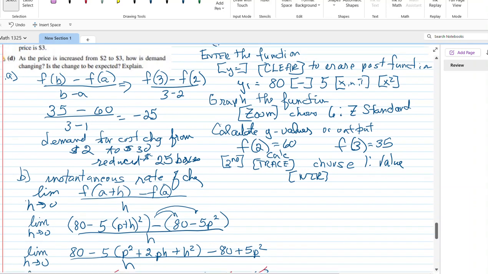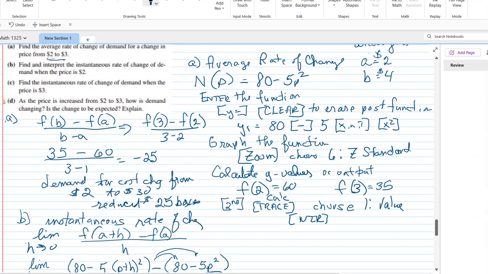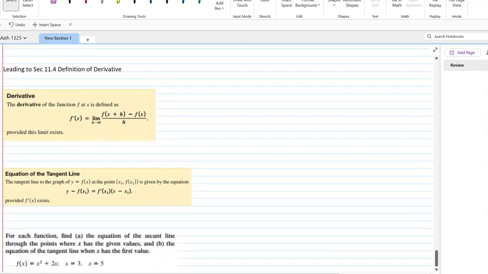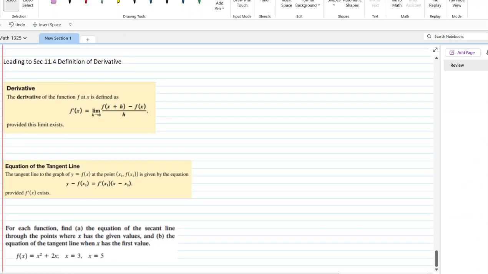All right, so what does the D say? As the price increases from 2 to 3, how is the demand changing? Okay, for D, it is decreasing demand. All right, so that's what we're going to state on that problem. Very good, class.